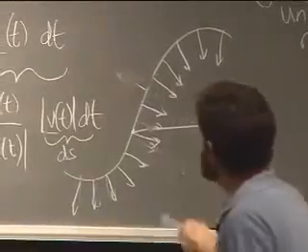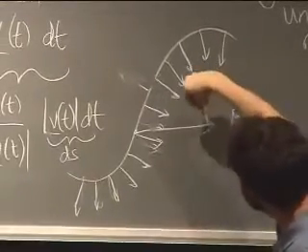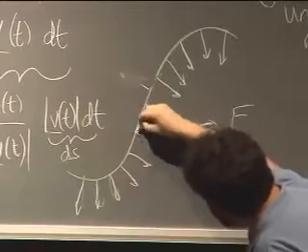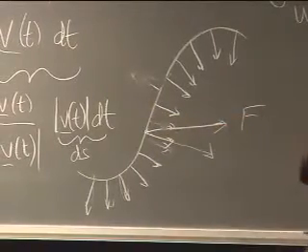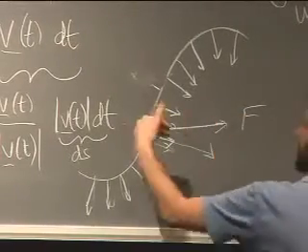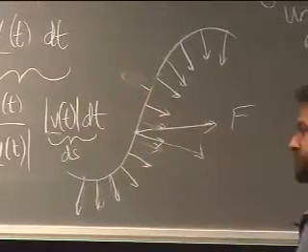Anyway, the point is that now we are taking f dot n, which is actually this part of f that matters. So the part that's going only sort of away from the curve matters.